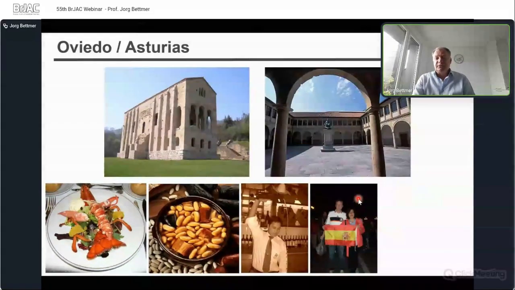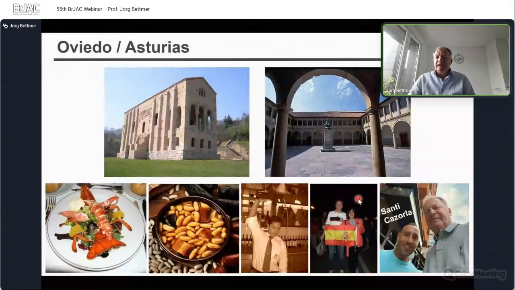Germany was not so successful anymore in sports, but Spain has powered a lot. And Oviedo is a very nice place because even on the street you can see some famous people. For example, here Santi Cazorla. If you're a football fan, you might know that he has been a national player for the Spanish team some years ago, and now he's still playing in Oviedo.